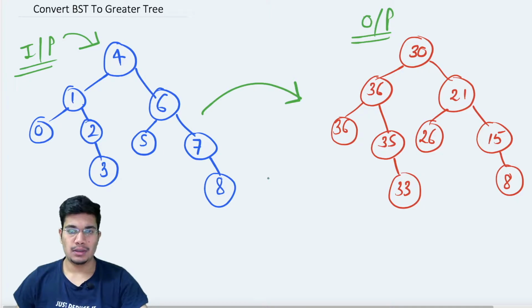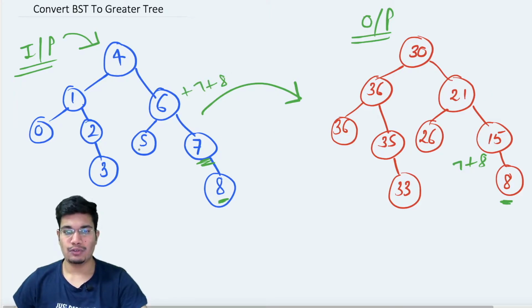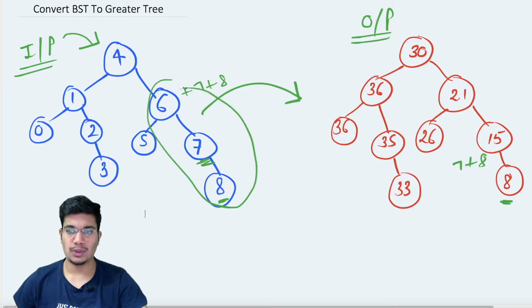So as you can see, every node has values for nodes which are greater than that. For example, there's nothing greater than 8, so this remains as 8 only. Then for node 7, the only node greater than 7 in this tree is 8. So we add 7 plus 8 here in this particular node. So this becomes 15. Then similarly for 6, we add 6 plus 7 plus 8. So that becomes 21. Then for 5, we add all these values. So that becomes 26.